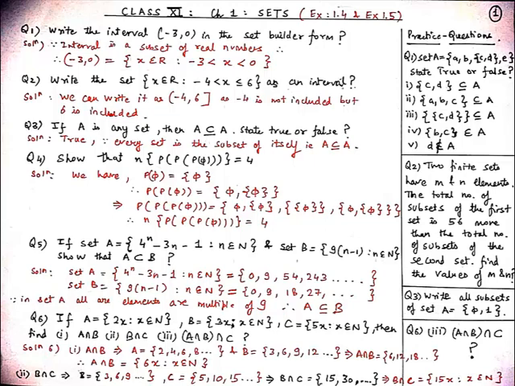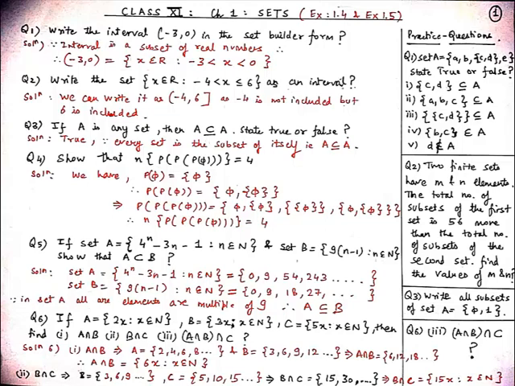Now our fifth question for today is: if set A = {4^n - 3n - 1 such that n belongs to natural numbers} and set B = {9(n - 1) such that n belongs to natural numbers}, show that A is a subset of B. Now first we will make the set A. So set A is equal to {4^n - 3n - 1 such that n belongs to natural numbers}. Now on substituting the values of n which belongs to natural numbers.